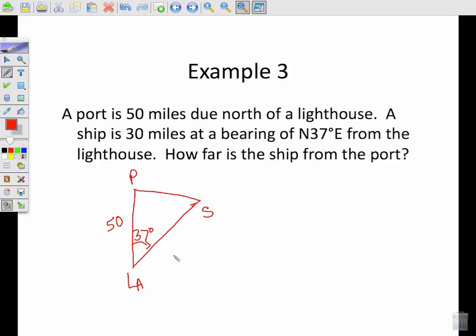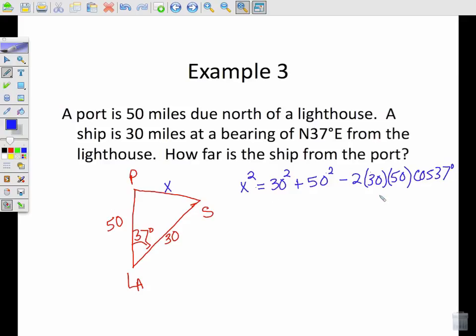We also know that the ship is 30 miles from the lighthouse, so we know the side angle side here. How far is the ship from the port? So what we need to find is x. Well, we can use the law of cosines to do that. You do x squared equals the other two sides, 30 squared plus 50 squared minus 2 times 30 times 50 times cosine of the 37 degrees.